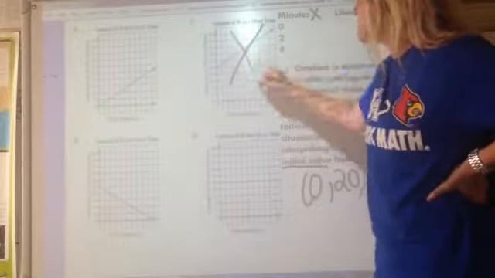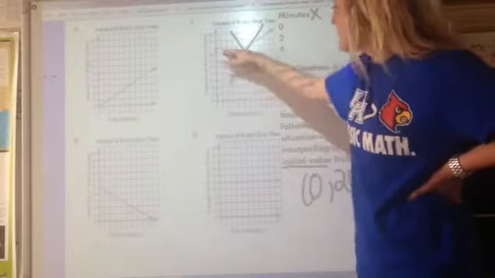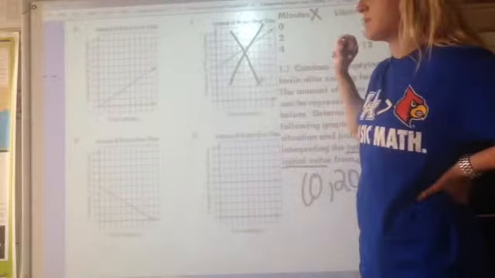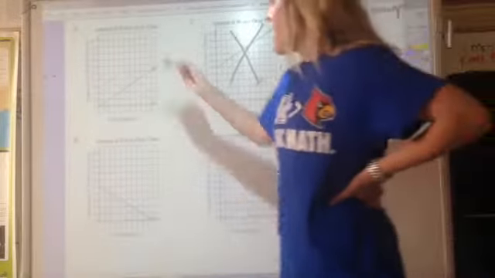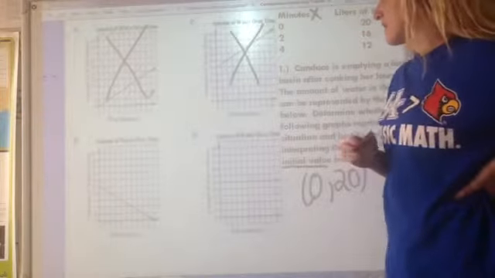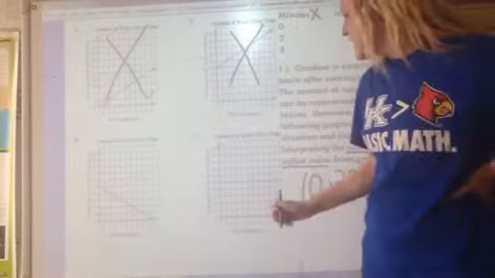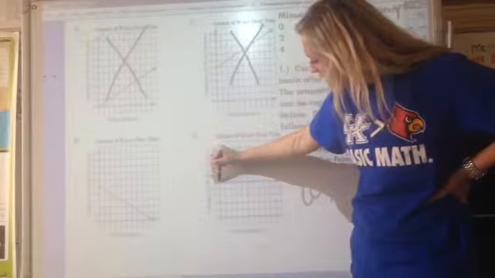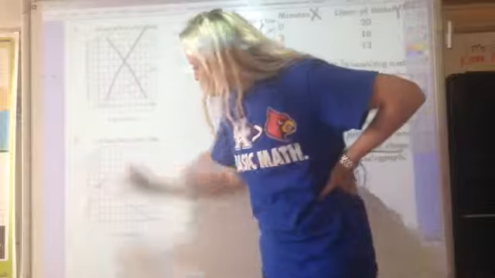I can eliminate answer choice C because my line is increasing. I know my slope is negative, so I need to find a graph that has a line that's decreasing. A also has a line that's increasing, so I know that that's not going to be correct. That leaves me with B and D. Well, D does have an initial value of 20, and so does choice B.